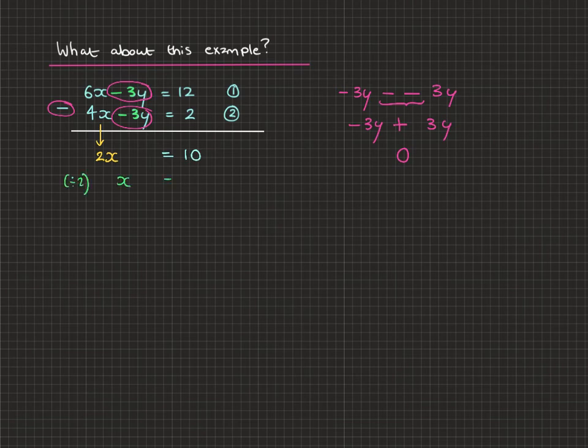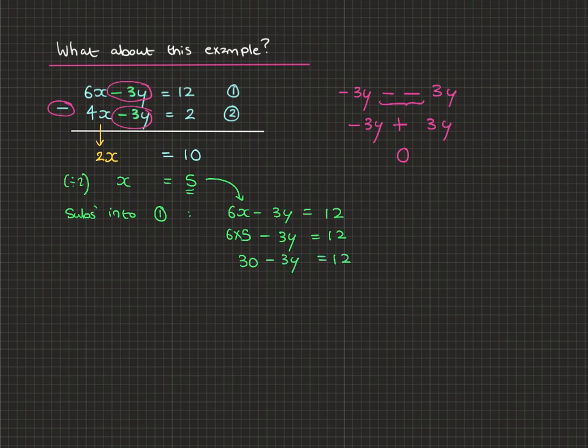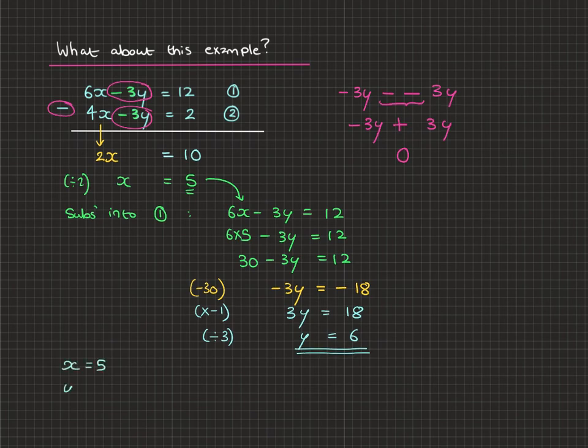Dividing by 2, x is equal to 5, and we can then substitute that into either equation. I'm going to substitute into equation 1, which of course is 6x minus 3y equals 12. Let's replace x with its value of 5. So that's 6 multiplied by 5. Subtract 3y equals 12. That's 30 minus 3y equals 12. We can subtract 30 from both sides. So minus 3y is equal to negative 18. And then sometimes people like to use the trick where they multiply by negative 1. So 3y is equal to 18. And then divide by 3 to give you y equals 6. So there's the other part of the answer. x equals 5 and y equals 6.